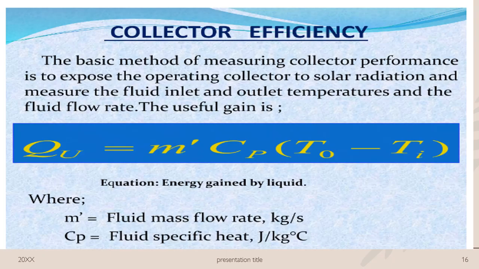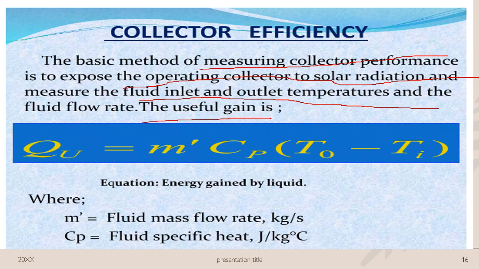This is the collector efficiency. The basic method of measuring a collector performance is to expose the operating collector to solar radiation and measure the fluid inlet and outlet temperatures and the fluid flow rate. The useful gain is Q equals m dot Cp (To minus Ti), the equation for energy gained by the liquid, where m dot is the fluid mass flow rate in kg per second and Cp is the fluid specific heat in joules per kg degree Celsius.